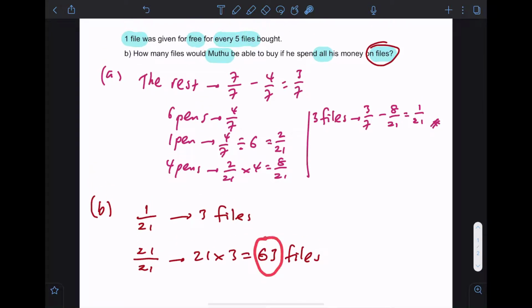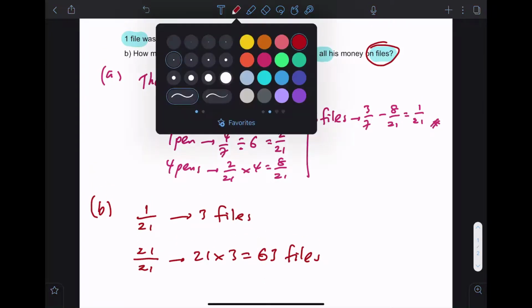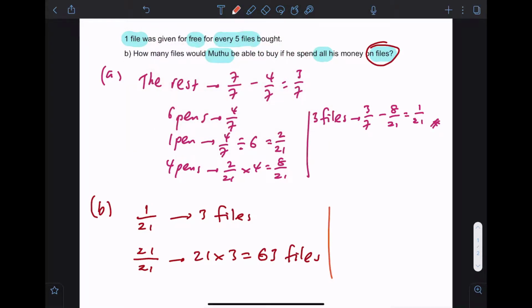So if you're able to buy 63 files, how many free files will you be able to achieve? How many groups of 5 are there here? That's the next question to ask. 63 divided by 5 is actually 12, remainder 3. Okay? 12 remainder 3, which means you get 12 groups of 5 files, and for each of these 12 groups you will get 1 extra file for free. So you get 12 extra files for free, and remember you're able to buy 63 and you'll get 12 free files.